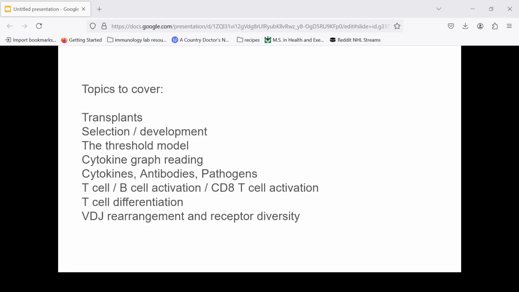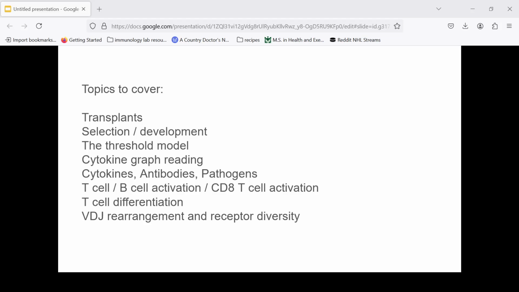How are we feeling on transplant stuff? Decent. How about the threshold model? Do we understand that? And selection? Okay. Okay, cool. So let's start with some differentiation stuff then. Oh, how do we feel about VDJ?